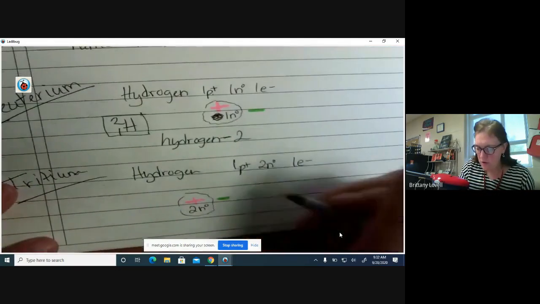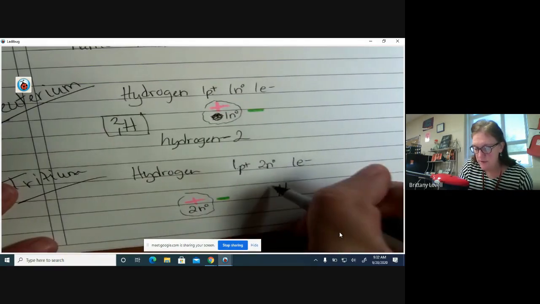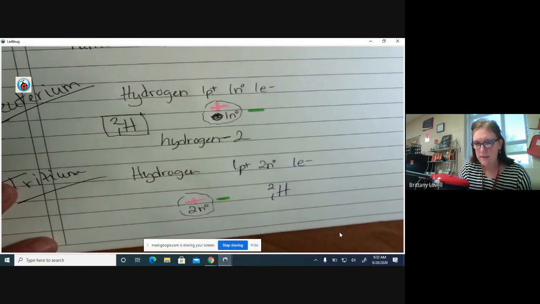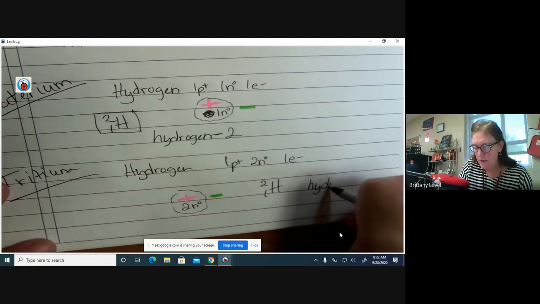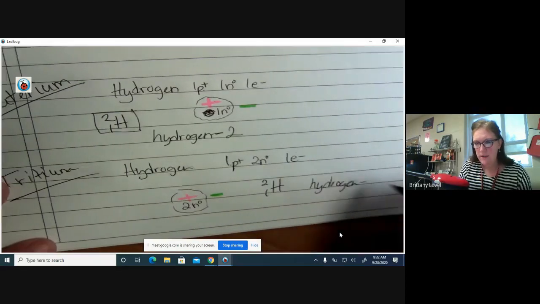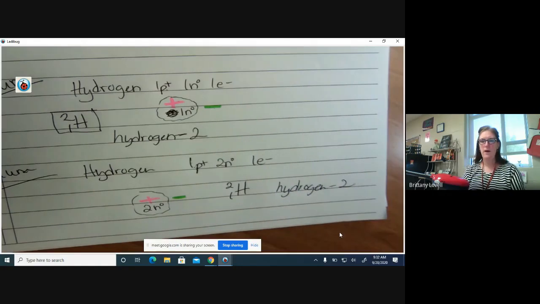Our nuclear symbol is going to be hydrogen, and the mass of this one is 2, still over 1 because it's still hydrogen. It's still 1 proton. And then for our hyphen notation, we write the name of the element, hydrogen, dash its mass, which is 2. All right, so that's what we're doing today. We're trying to come up with particles, hyphen notation, and nuclear symbols.